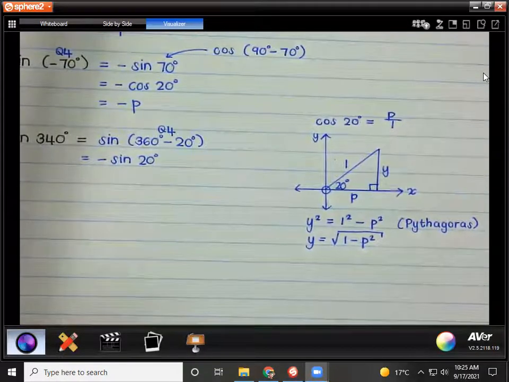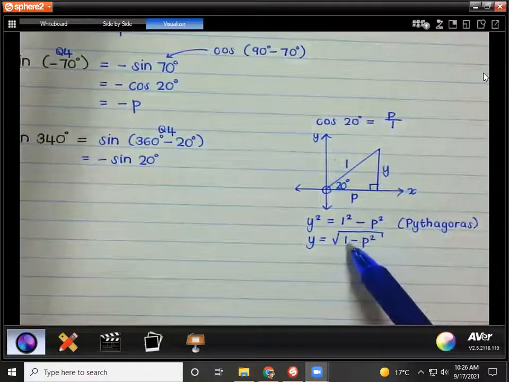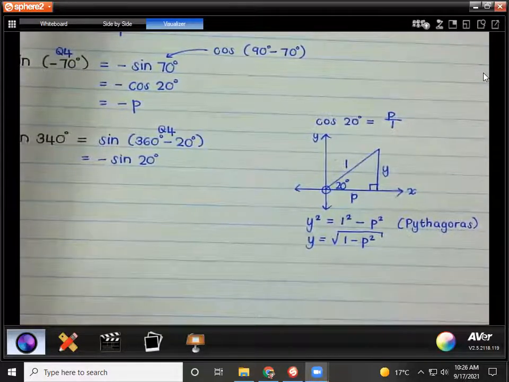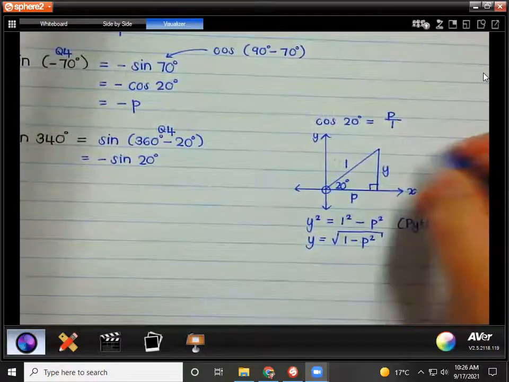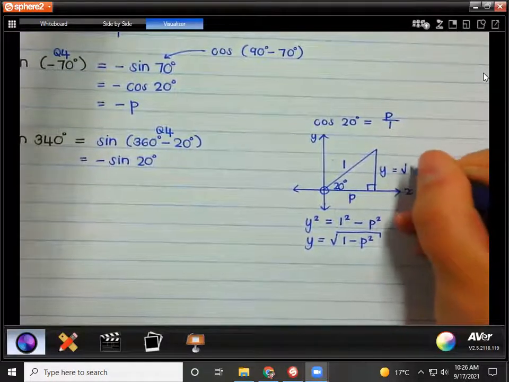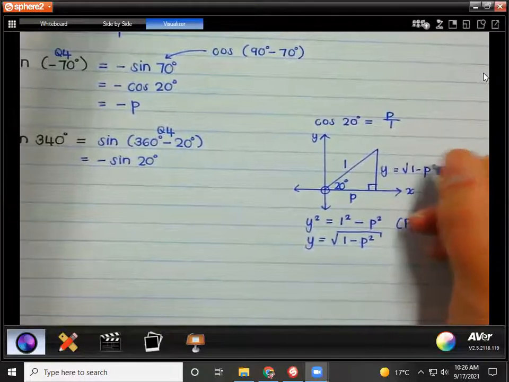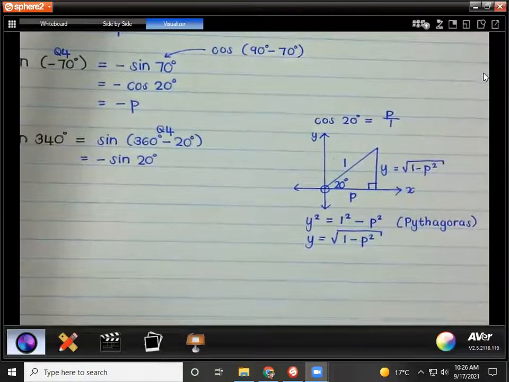Now guys, please remember we did this right at the beginning of the year. When you work with surds, you can't take separate terms out of the surds. So I can't now say that this is going to be the square root of 1 minus the square root of p squared. You can't do that. You can only do that if you have one term under the square root. So this is the simplified answer for y. This is the square root of 1 minus p squared.